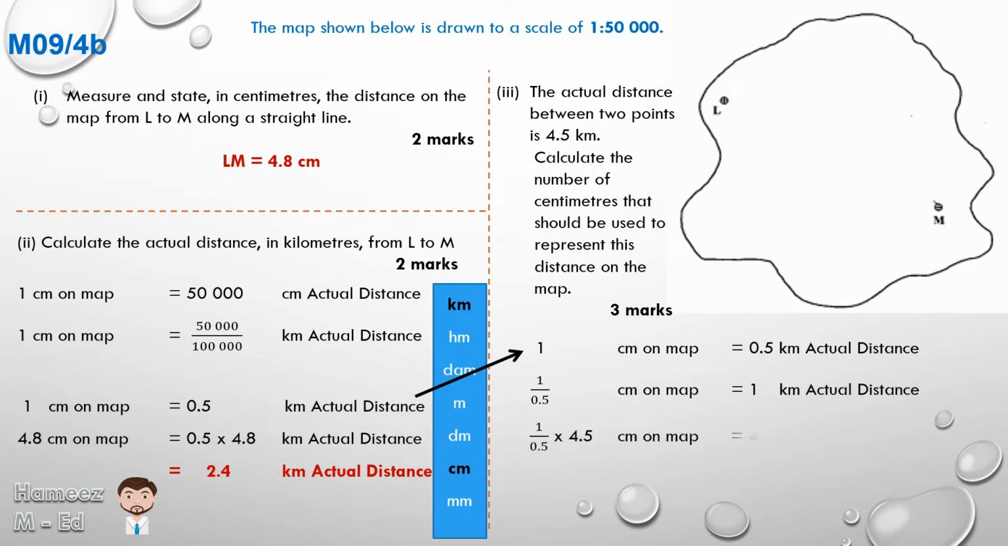And for 4.5 kilometers in actual distance, how do we go from 1 to 4.5? We multiply by 4.5 on the right-hand side, so we need to do the same on the left-hand side. And that will give us 9 centimeters on the map. So even though it was 4.5 kilometers in actual distance, we were able to convert it with the scale of 1 to 50,000 to give us 9 centimeters on the map.